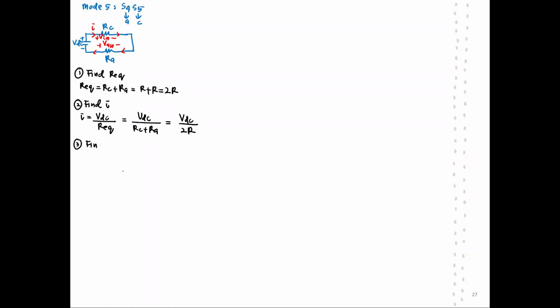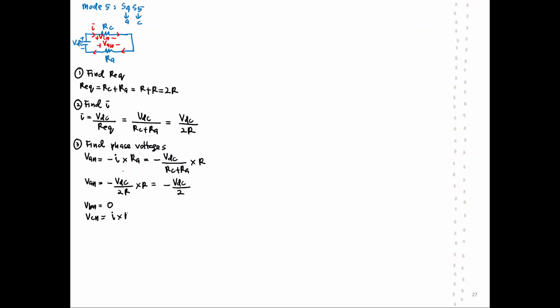And then we need to find our phase voltage. VAN, remember it will be negative because you can see RA is connected to the negative terminal. It is easy for you to remember: when the load is connected to the negative terminal, it has the negative sign. As for VBN, it will be equal to 0. VCN will be equal to VDC over 2.